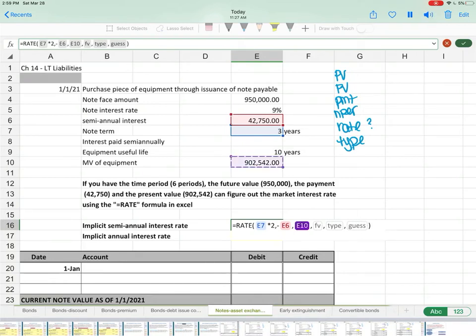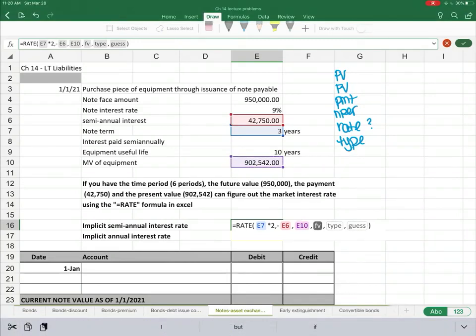what are we getting today? We're getting a piece of machinery that has a value of $902,542, so that's our present value. Our future value, what are we promising in the future? We were promising a cash outflow, a cash payment of $950,000. Type is going to be 0 because, again, we're making these interest payments at the end of every 6 months.